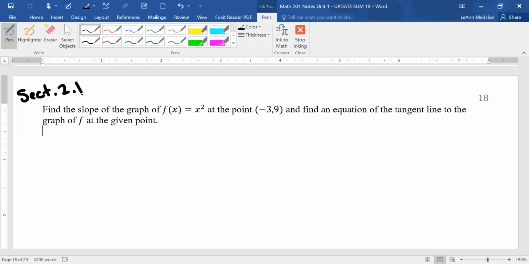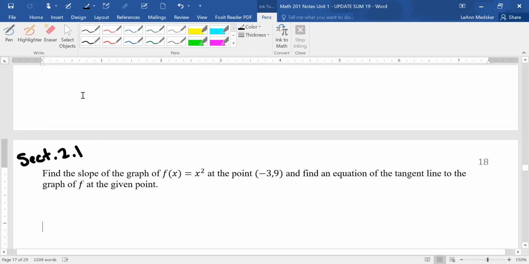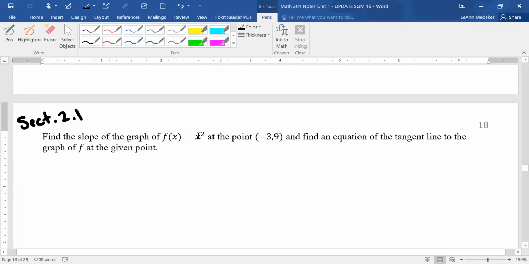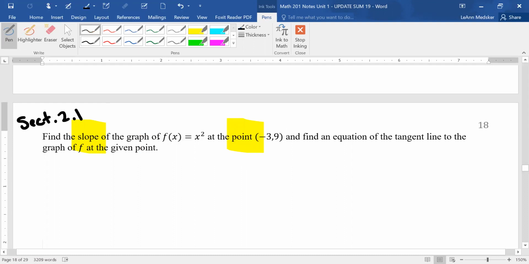This is on the same page as the definition of the derivative, which is kind of in the middle of the page. So it says section 2.1, we want to find the slope of the graph of f of x equals x squared at the point negative 3, 9. Because we're asking for the slope of a graph at a specific point, that means we're doing the tangent slope, which means we want to use that difference quotient and let the limit as delta x approach 0. The second part, so that's the first part, we just need to find that slope. The second portion is that we need to then find the equation of the tangent line. So that means we'll have to do something and get it in y equals mx plus b form.